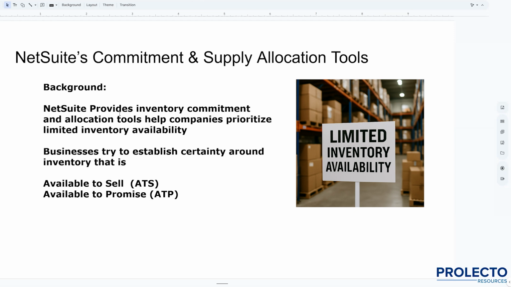And then businesses obviously try to establish something to coordinate that. Ultimately, what they want to say is, what's available for me to sell from my current inventory, and what's available for me to promise at some future date? I know I will get inventory in the future. Who can I give it to? How can I promise it to you? And how can I commit that to you? Right. So that's what we're trying to do.